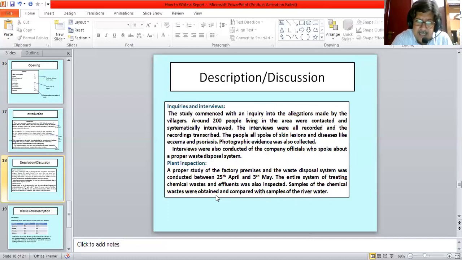Then there was the plant inspection also. A proper study of the factory premises and the waste disposal system was conducted between 25th April and 3rd May. The entire system of treating chemical wastes and effluents was inspected. Samples of chemical water were obtained and compared with samples of river water. So all these things were done.